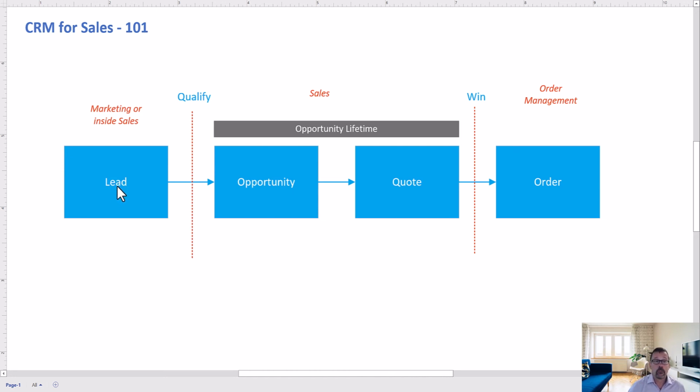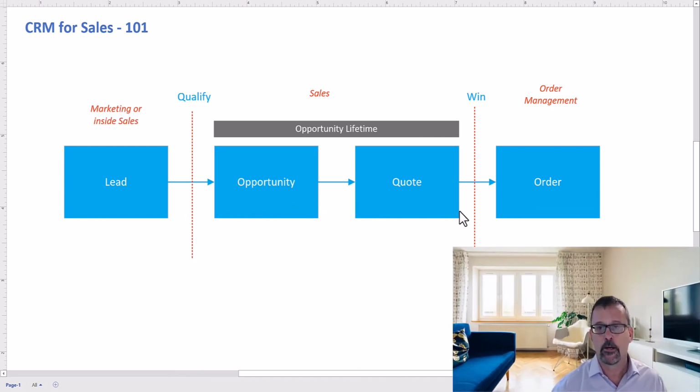So even though this is a simple 4-box diagram, it really covers a lot of ground with a well-designed CRM system. It's the foundation, and if you can get this right, you'll be on the way to having a great system that provides lots of value over many years.